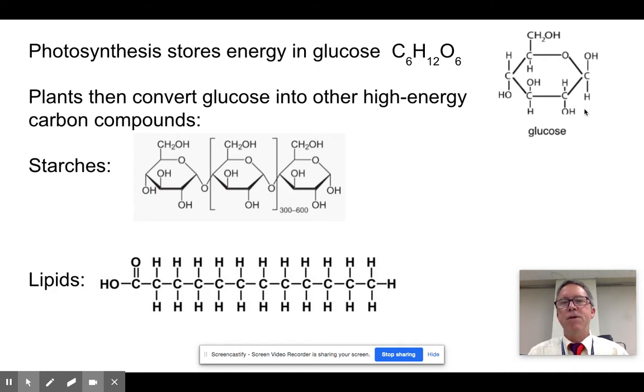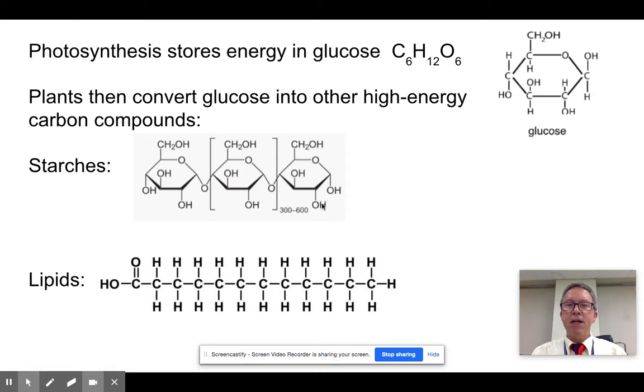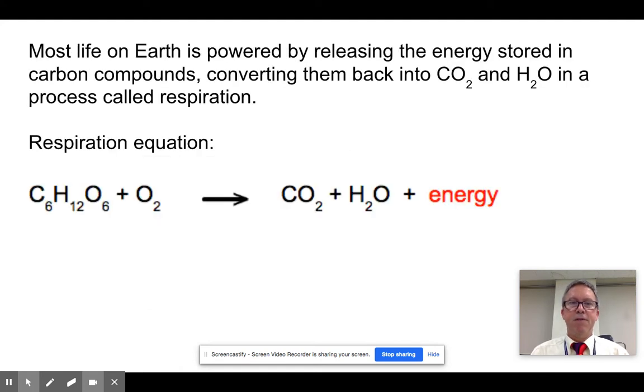And just so you know, this is what a glucose molecule looks like, and it can be hooked together to make starches, or it can be broken apart and rearranged to make fats. But ultimately, these carbon chain molecules, this is where the energy is stored in ecosystems. And the way this energy got captured was through the actions of photosynthetic plants, and we call this productivity.